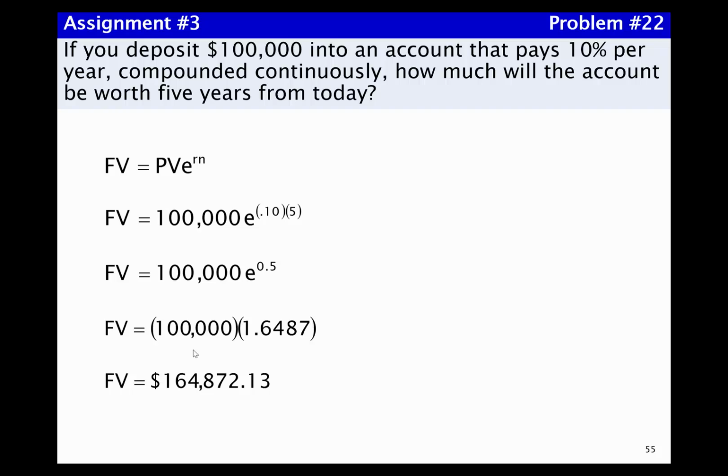164,872.13. And you can compare this answer to the one we did earlier, where we took $100,000 at 10% for 5 years, and we did annual, semi-annual, quarterly, then monthly. And you'll note that with continuous compounding, we'll get the greatest future value. This will be greater than the one we got in Part D with monthly compounding.